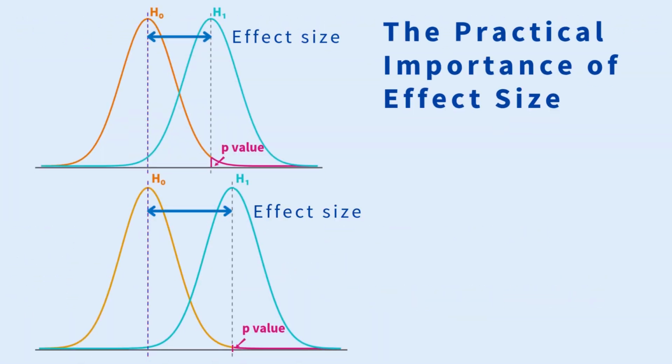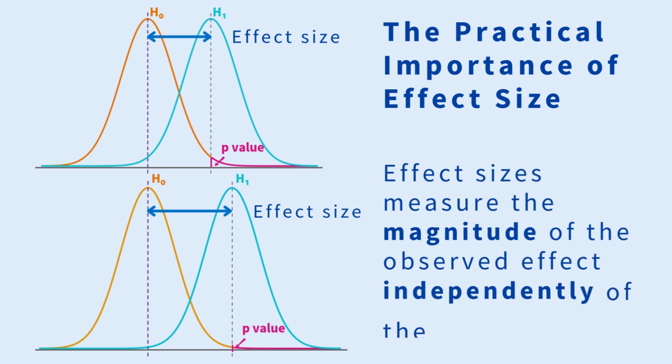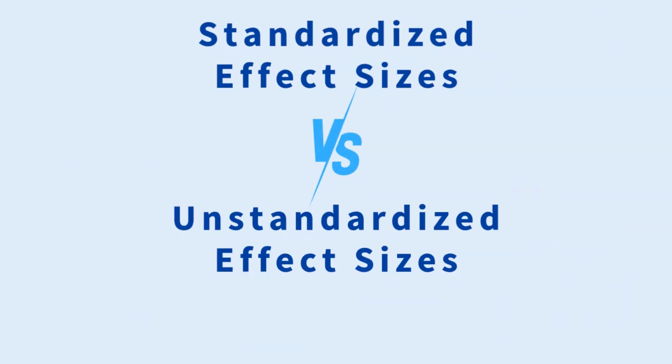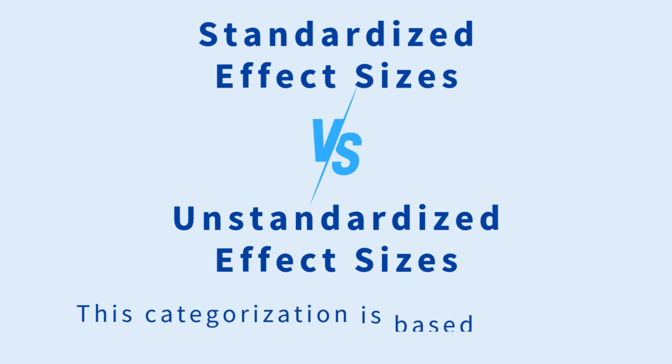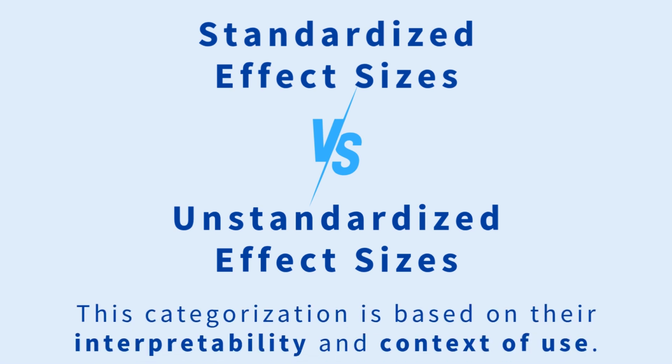Therefore, to evaluate the practical importance of a finding, researchers also consider effect sizes, which measure the magnitude of the observed effect independently of the sample size. Effect sizes are generally categorized into standardized and unstandardized measures, based on their interpretability and context of use.